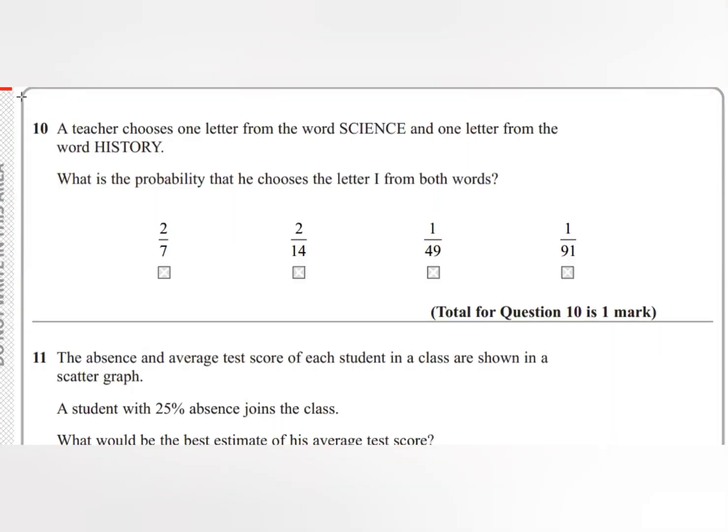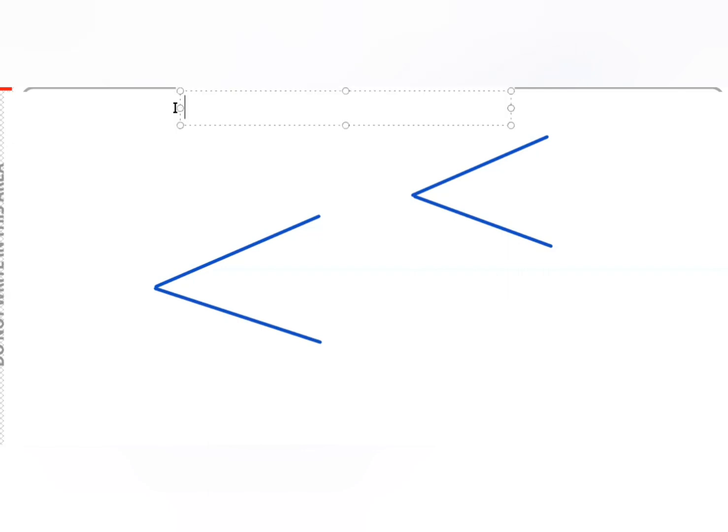Now to use the tree diagram, we're going to say that this is science and then this is history. Okay. I'm not going to use all the letters. I'm going to use I and not I. So this is science, and this one is history.